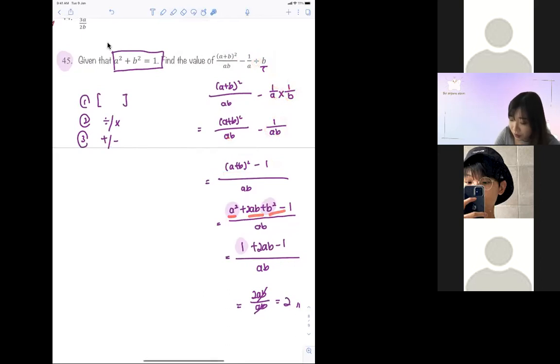Okay, once we expand, then they give us another clue. They say that a square plus b square is 1. So a square plus b square I change to 1. 1 minus 1 no more. So it's 2ab over ab. ab and ab cancel. You left with 2. Okay, so if at the start, right, you start with minus first, then everything will be wrong.